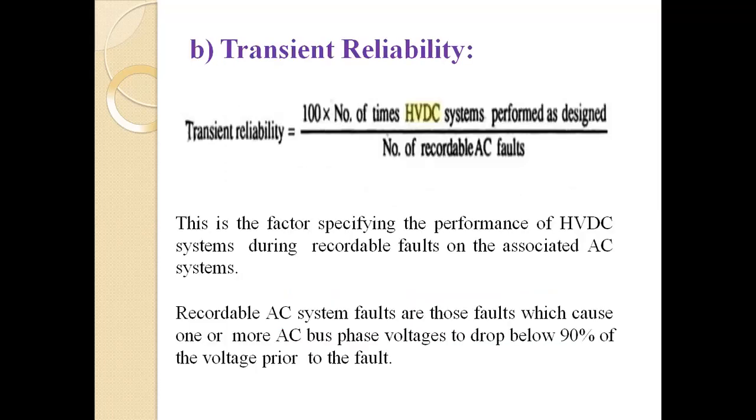Transient reliability is equal to 100 into the number of times HVDC performed as designed divided by the number of recorded AC faults. This is the factor specifying the performance of the HVDC system during recorded faults on the associated AC system. Recordable AC system faults are those faults which cause one or more AC bus phase voltages to drop below 90% of the normal voltage.